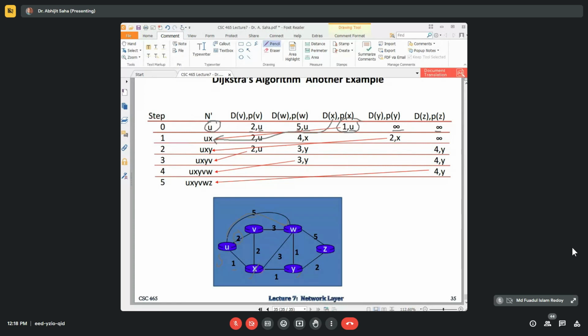So from x to v, can you go from x to v directly? Yes. What is the value? 2. And what is in your hand? 1. 2 plus 1, 3. What was your previous found value? 2. So that means it is larger than the previous value, so we are not changing. We are keeping it as it is, 2u.